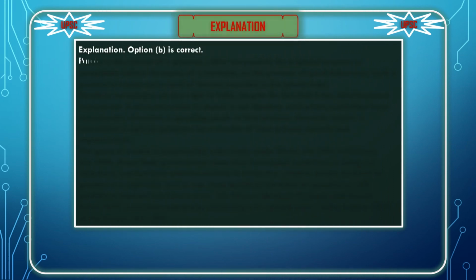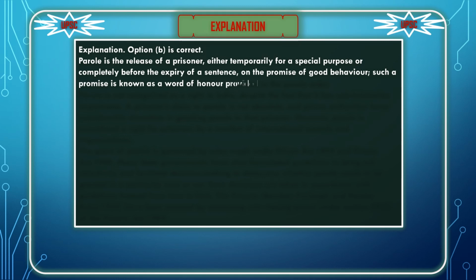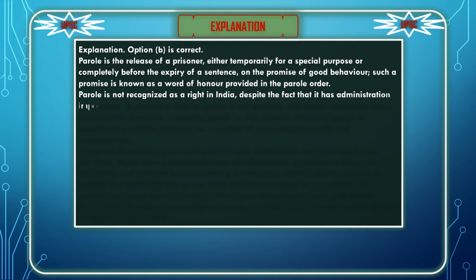Parole is the release of a prisoner, either temporarily for a special purpose or completely before the expiry of a sentence, on the promise of good behavior. Such a promise is known as a word of honor provided in the parole order. Parole is not recognized as a right in India, despite the fact that it has administrative importance. A prisoner's claim to parole is not absolute, and prison authorities have considerable discretion in granting parole to that prisoner. However, parole is considered a right for prisoners by a number of international accords and organizations.